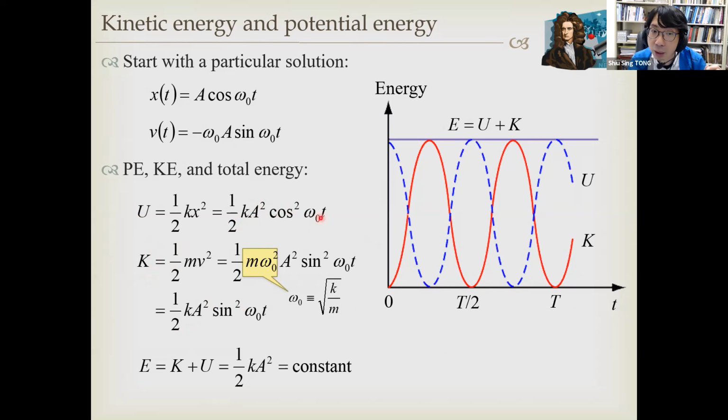But one goes as a cosine squared and the other term goes as a sine squared. The potential energy varies as cosine squared. The cosine squared function looks like this. Okay, this is a cosine squared function. Now it never goes below 0 because cosine squared is always positive. So it varies between 1 and 0 like this.